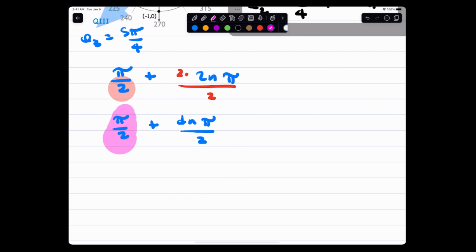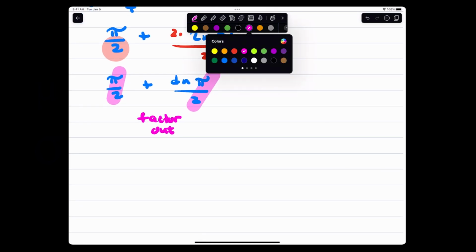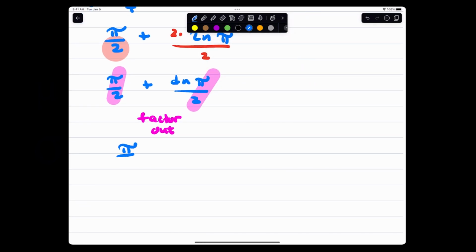Now again, take this pi over 2 here. Factor that out. Let's say factor out the pi over 2. So you say, well, what does that mean? You're going to write it as pi over 2 times, here's my parentheses. Put a 1 here. Say there's a 1 and there's a 4n. You guys okay with that? So it'll be 1 plus 4n. So that will always be the case.